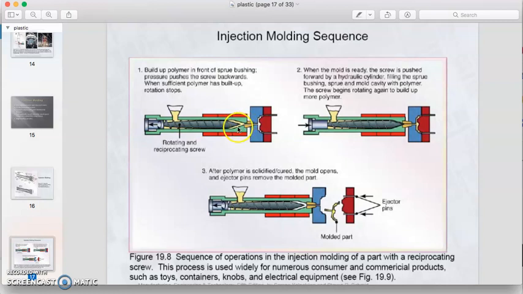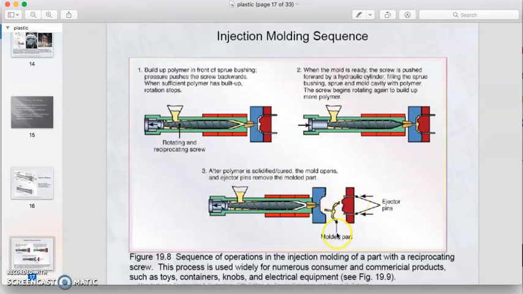After all the space inside the barrel is fully filled up with the raw material, then in step number 2, the rotating screw will be pushed to the right to force the raw material to pass through the nozzle and runner and fill up the cavity. Okay, and then the screw will retract to the left, and at the same time it will rotate to bring the raw material to the right.